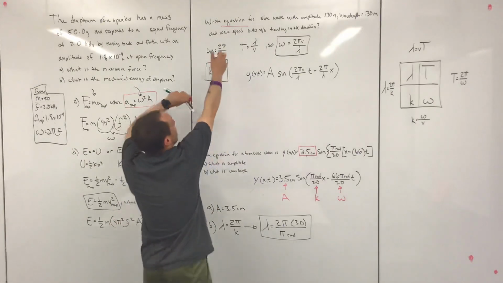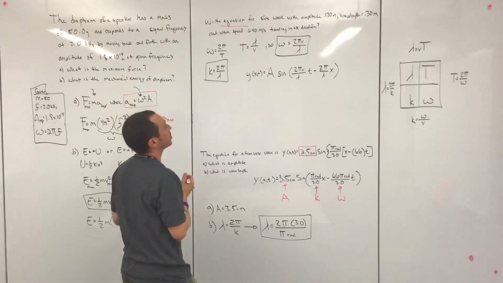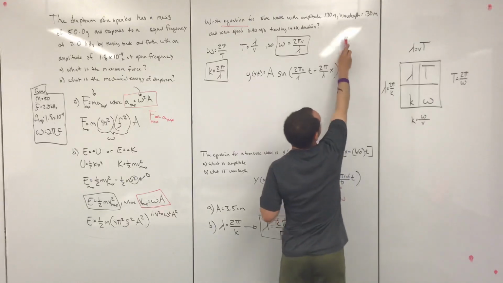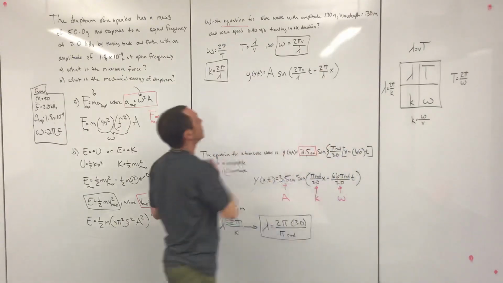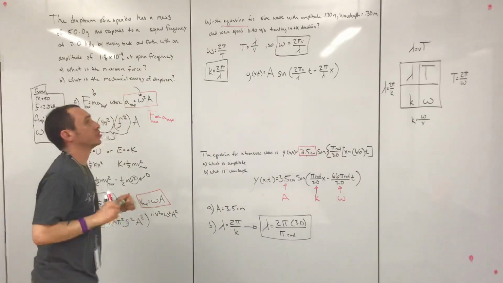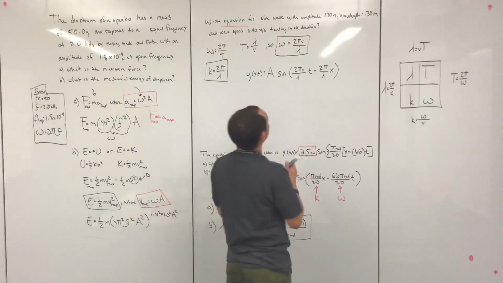So again, the question that we're trying to answer here is to write an equation for a sine wave with an amplitude of 0.20 meters, a wavelength of 0.30 meters, and a wave speed of 6.40 meters per second traveling in the positive x direction. That's what we're asked to do, right? So we were given a few things, right?